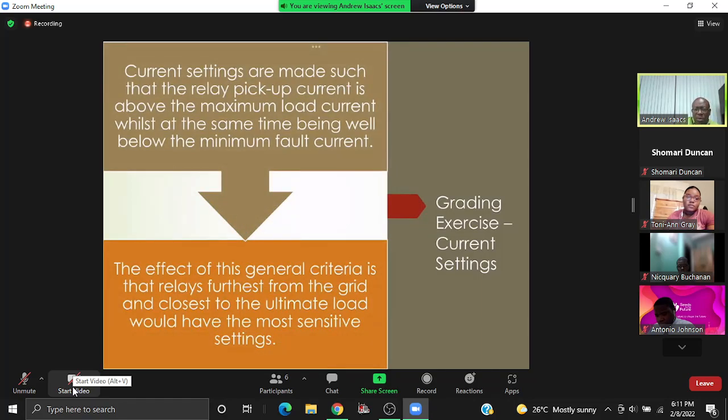So remember we spoke about discrimination, right? Keep in mind that we have already said this. We have already spoken about this. You want to ensure that the current setting is such that it is above maximum load, while at the same time below minimum fault current. So it must be above load and below minimum fault current.